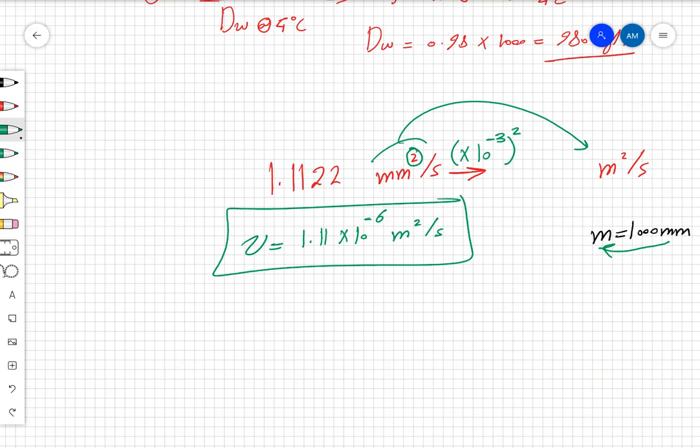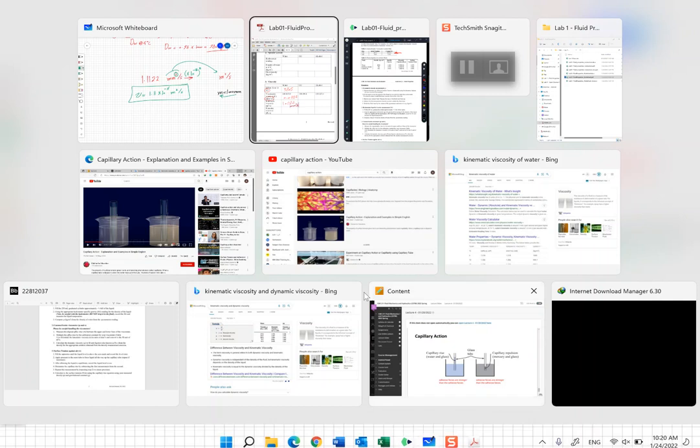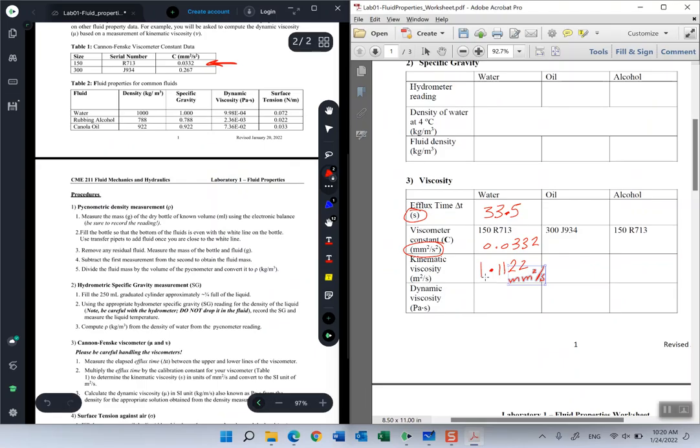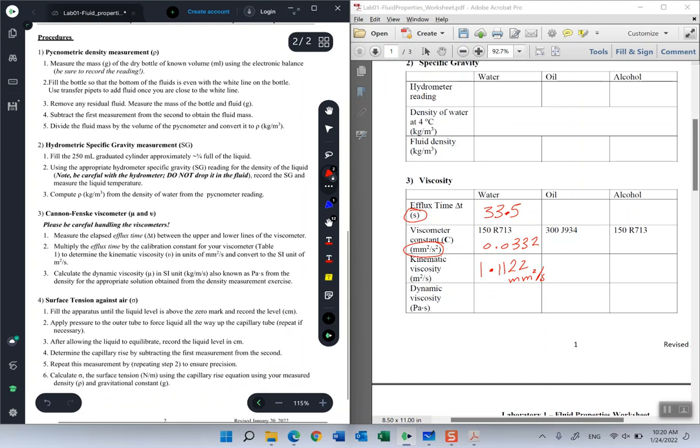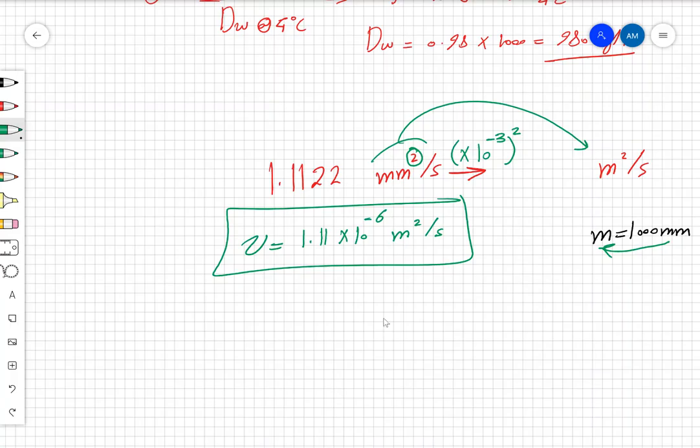Great, so the next thing is to calculate the dynamic viscosity with these units, Pascal second. So Pascal second is equivalent to kilogram per meter second. These two units are equivalent. So let's check out how we can get the dynamic viscosity.